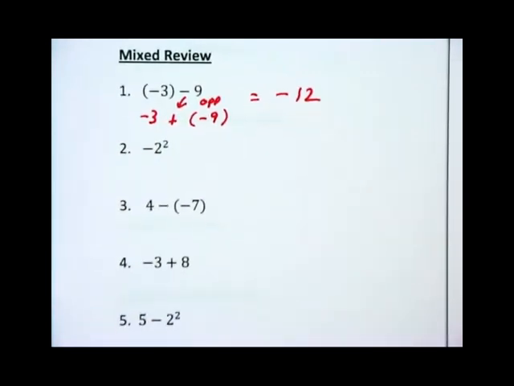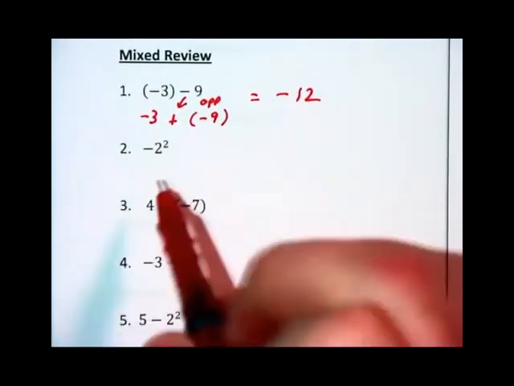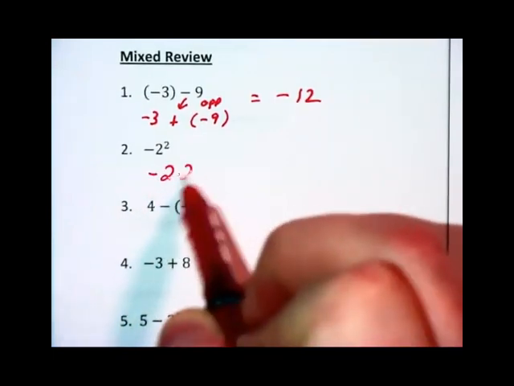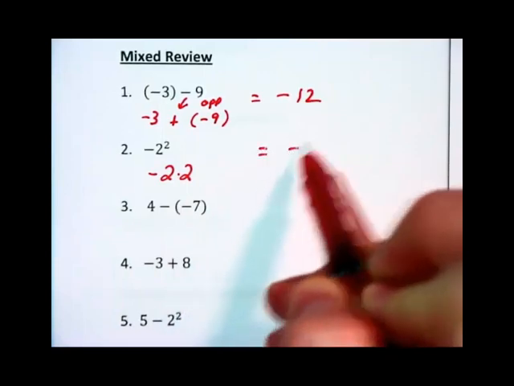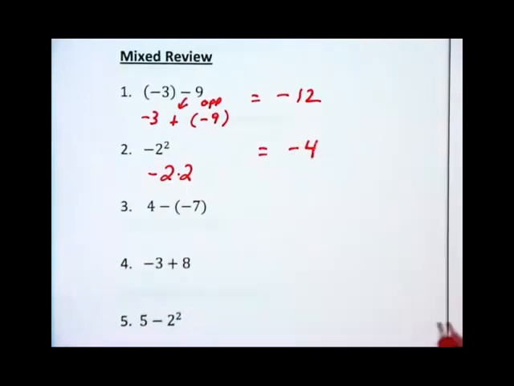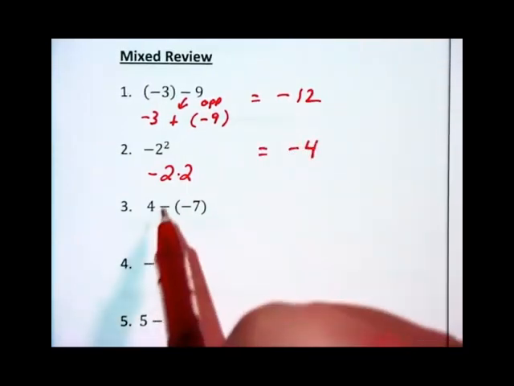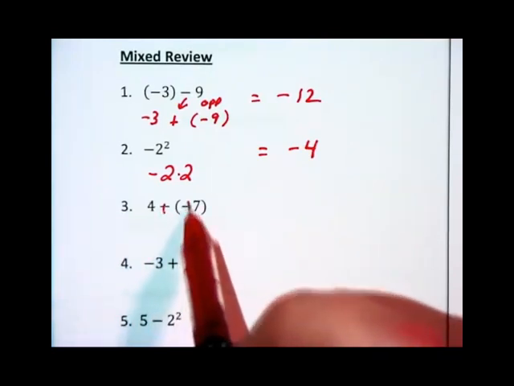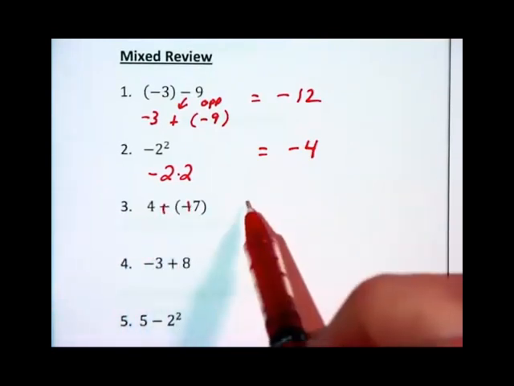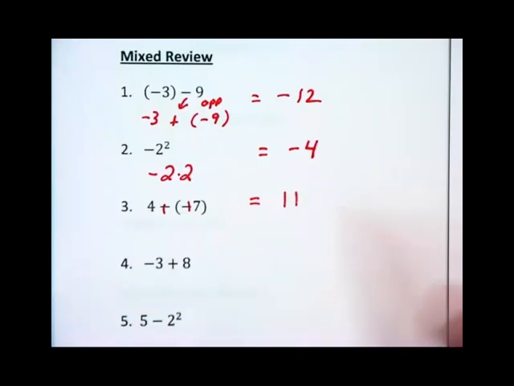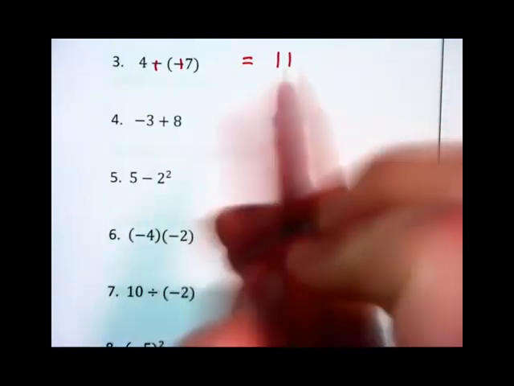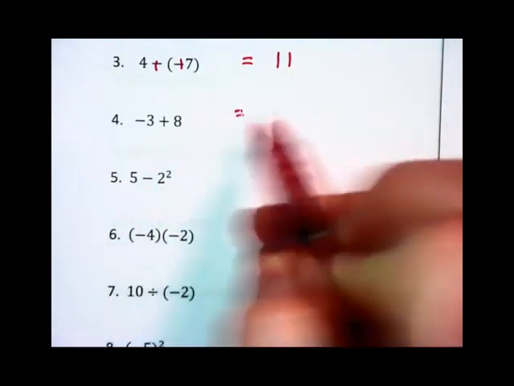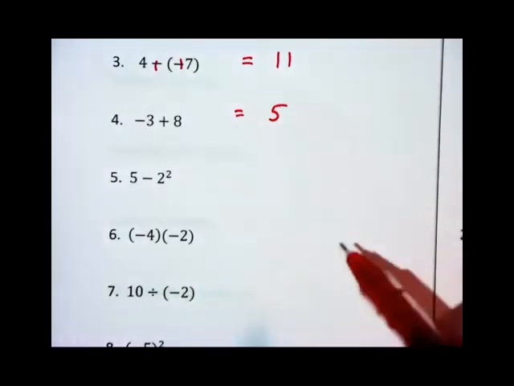Number 2. Do not say that this is positive 4. This is negative 2 times 2. Remember how the exponent only goes with the 2, making this negative 4, not positive 4. Number 3, minus a negative turns into plus a positive, so we have 4 plus 7 making 11. Number 4, addition, but they've got opposite signs here, so we want to take the sign of the larger, which is positive, and then subtract 8 minus 3 to get 5.